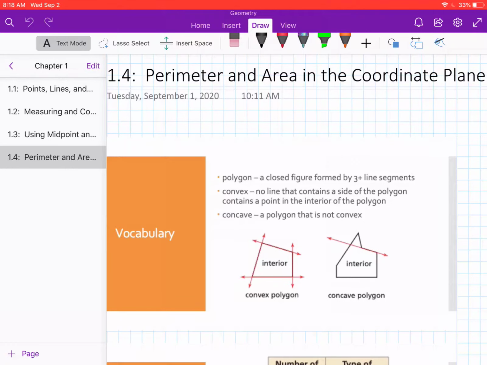This is section 1.4, perimeter and area in the coordinate plane. So today we're going to be talking a lot about shapes. So polygon. A polygon is a closed figure formed by 3 or more line segments.